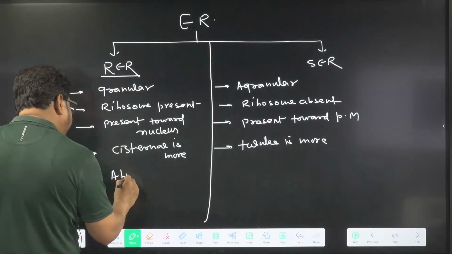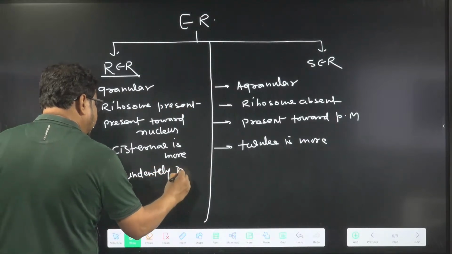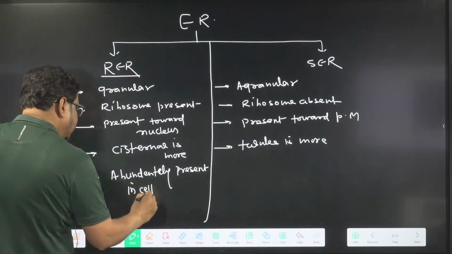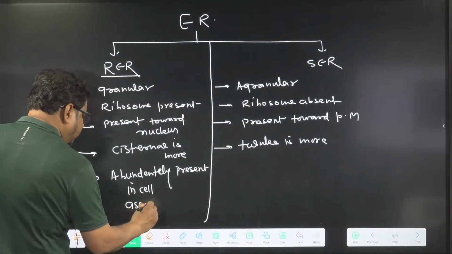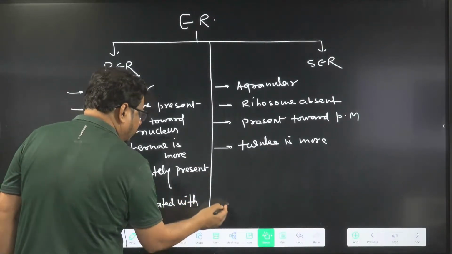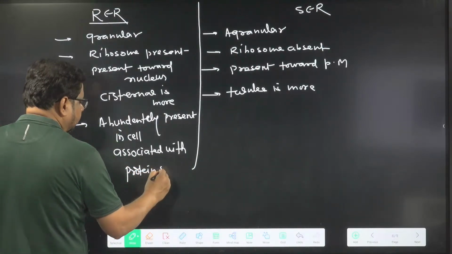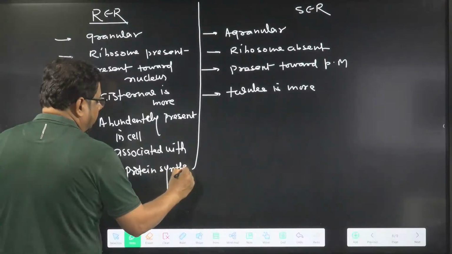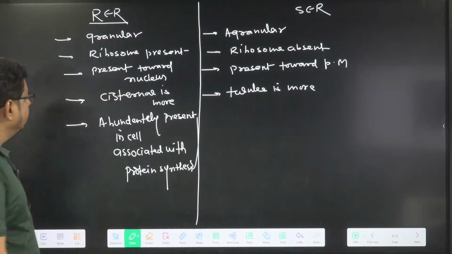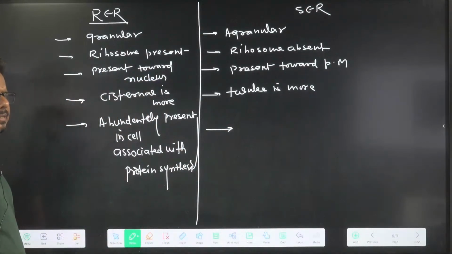RER is abundantly present in the cell, associated with protein synthesis. Who is abundantly present in the cell? RER is abundantly present in the cell, associated with protein synthesis.